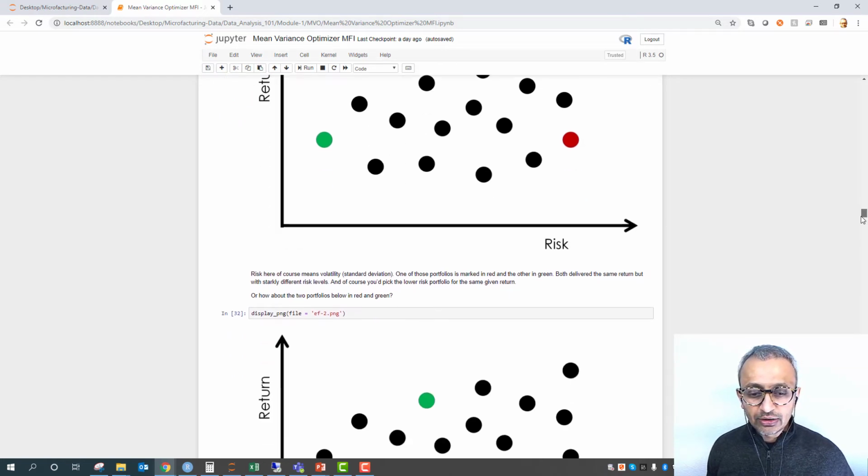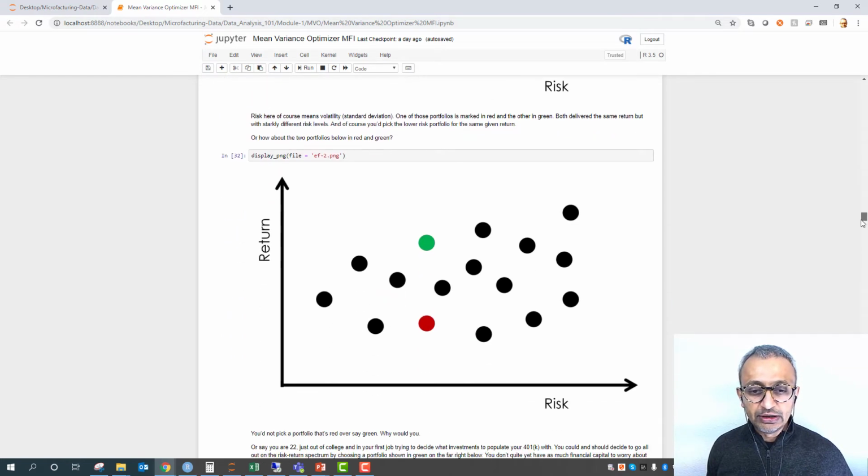Okay, let's look at another scenario, right? Between this green and red, for the same level of volatility, of course you are going to pick the portfolio which is the highest return portfolio, right? So that's one flavor.